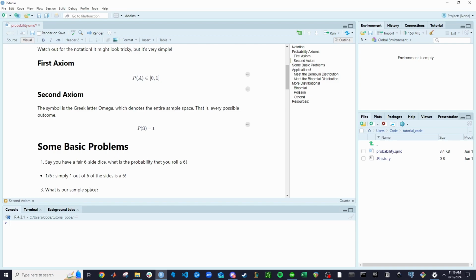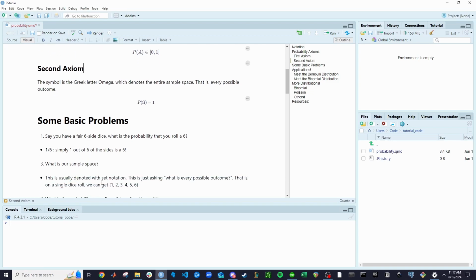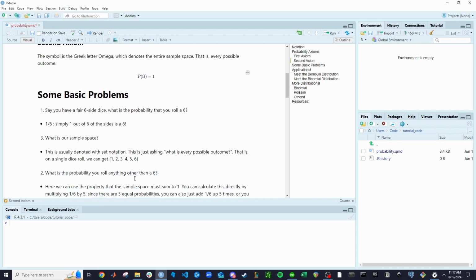So then our sample space here is just the possible outcomes. List everything out. So we have 1, 2, 3, 4, 5, 6, and sometimes this is pretty difficult to map out, but it helps us to structure our code that we'll write later.